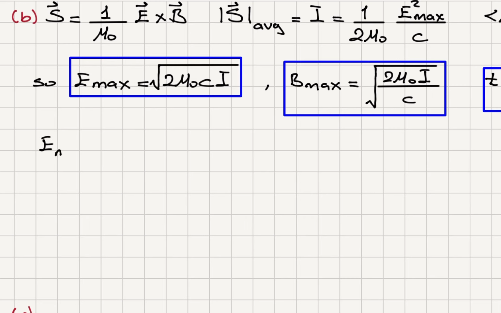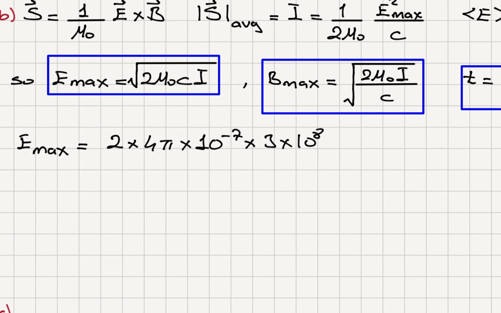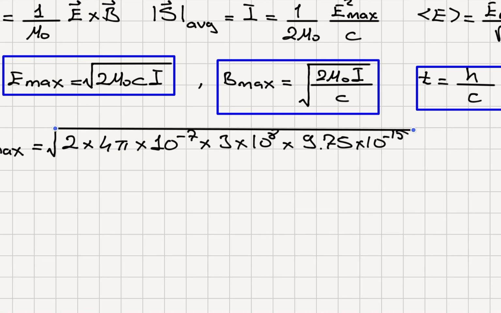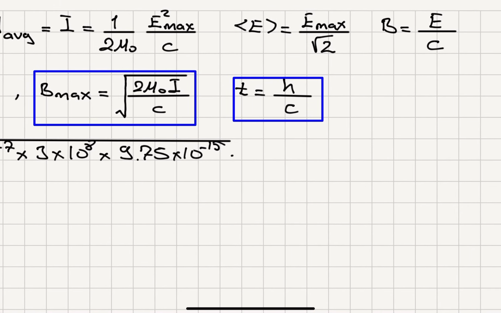E max is equal to the square root of 2 times 4 pi times 10 to the minus 7, the permeability of free space, times 3 times 10 to the 8 meters per second, the speed of light, times 9.75 times 10 to the minus 15 watts per meter squared, the answer from part A. And from this we obtain the maximum electric field to be 2.71 times 10 to the minus 6 newtons per coulomb.